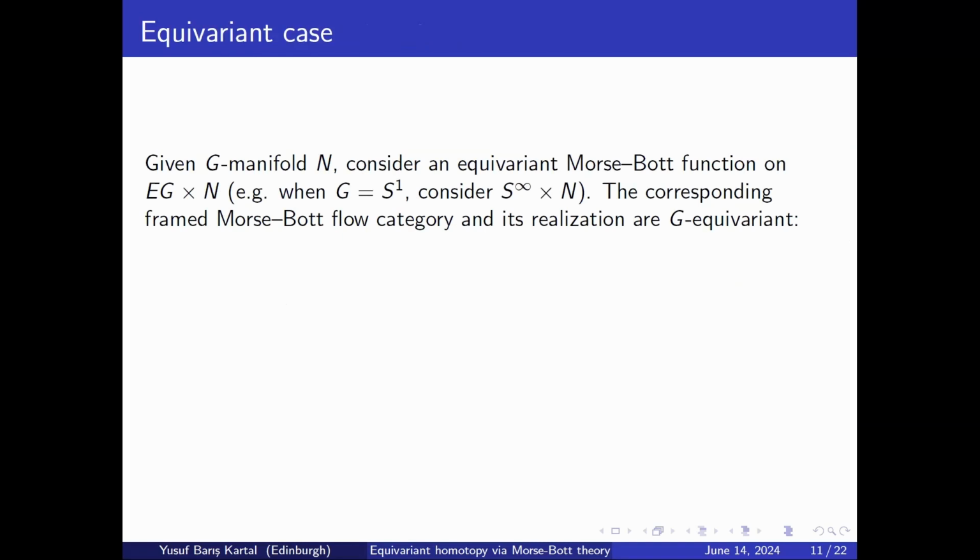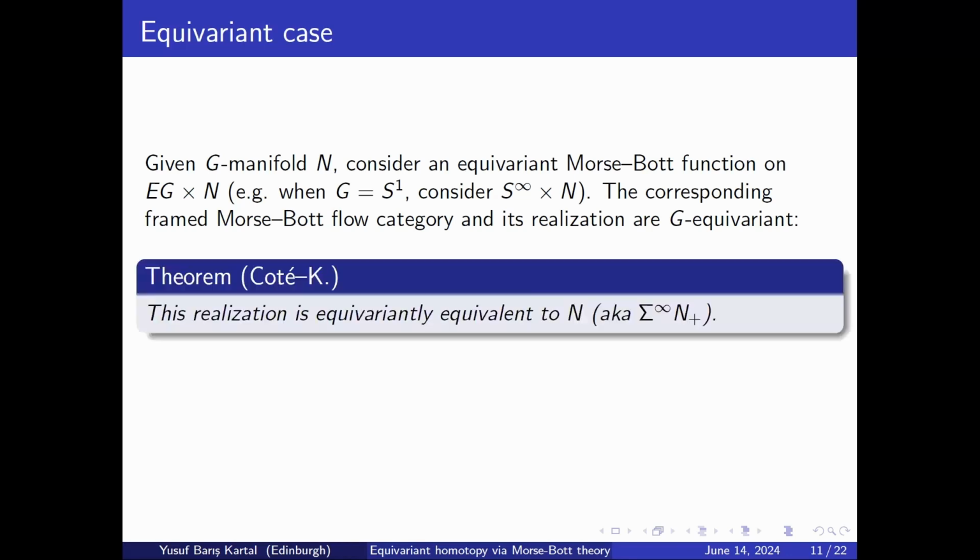So, for example, you need a manifold model for EG. When G equals the circle, for instance, we can consider this infinite dimensional sphere cross N. Okay, and the corresponding framed Morse-Bott flow category and its realization are actually G-equivariant. And one result is that the realization is actually equivalent to N.